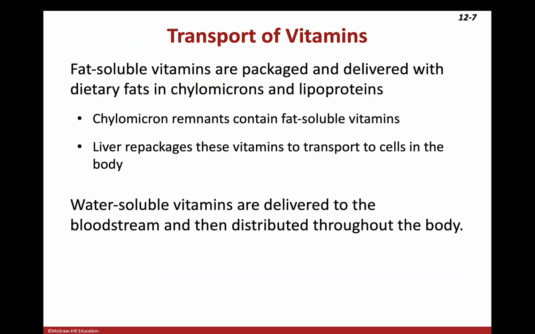Now, transport of vitamins. Fat-soluble vitamins are packaged and delivered with dietary fats in chylomicrons and lipoproteins. Chylomicron remnants contain fat-soluble vitamins. The liver will repackage these vitamins and transport them to cells within the body. Water-soluble vitamins are delivered to the bloodstream and then distributed throughout the body in that manner.